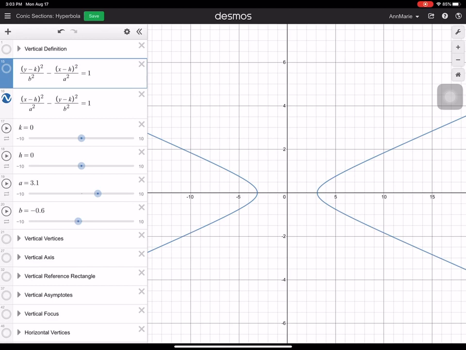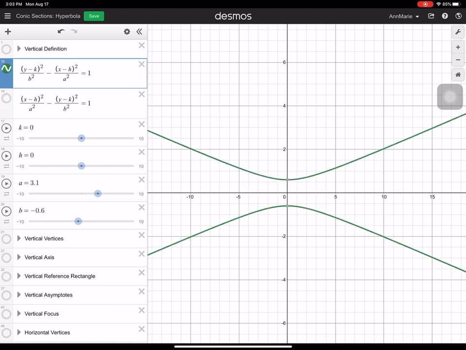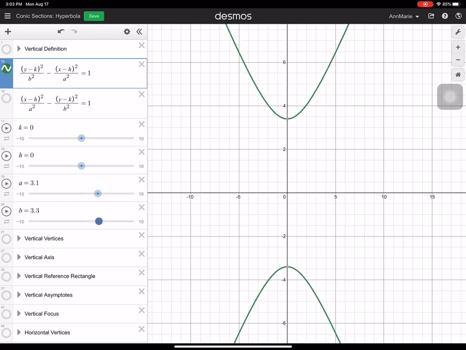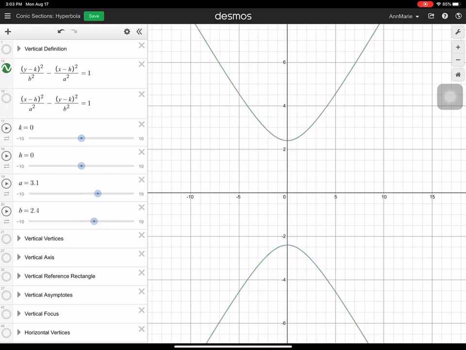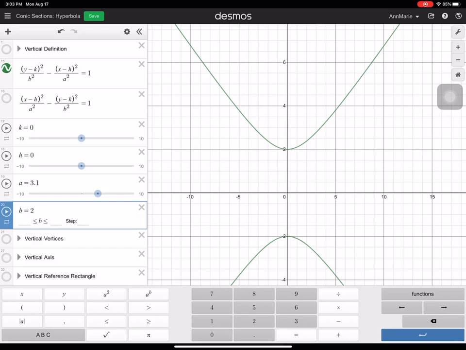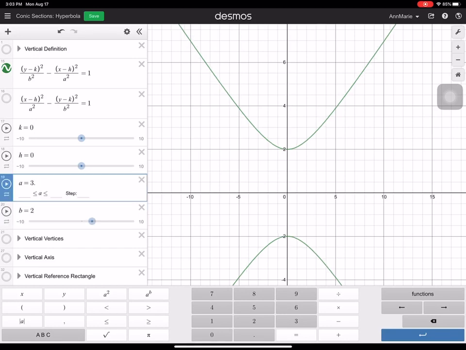So if y is subtracted from x, you have a horizontal hyperbola. If x is subtracted from y, you have a vertical hyperbola. And b can be bigger or even equal to a. That doesn't have any bearing whatsoever when it comes to hyperbolas. It's more a matter of which one is positive.